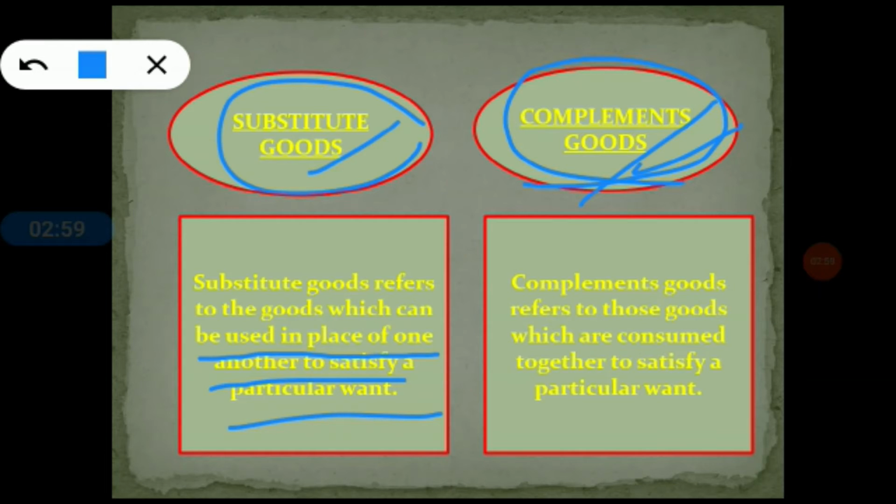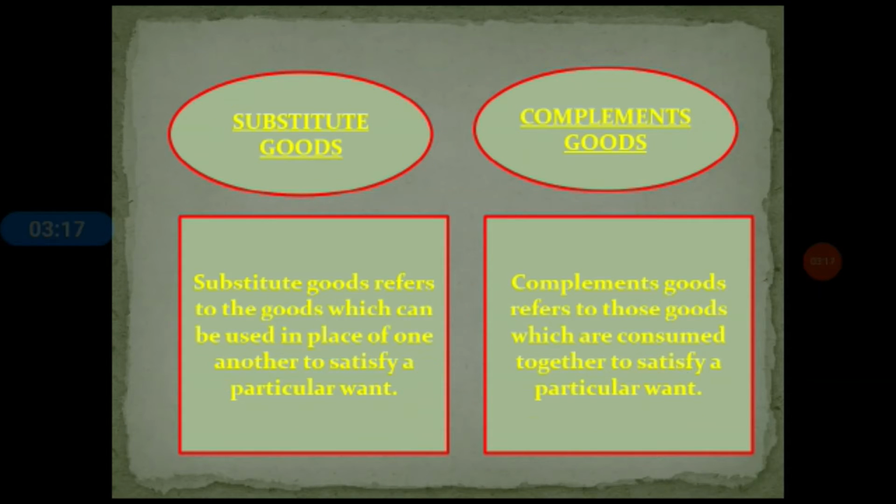So complement goods refers to those goods which are consumed together to satisfy a particular want, because gas and a large SUV both are consumed together to satisfy our particular want. I think it is clear to everyone. Now we are going to the next.